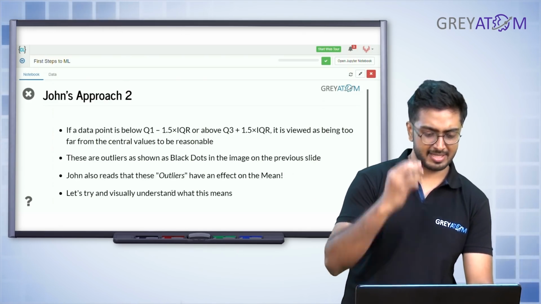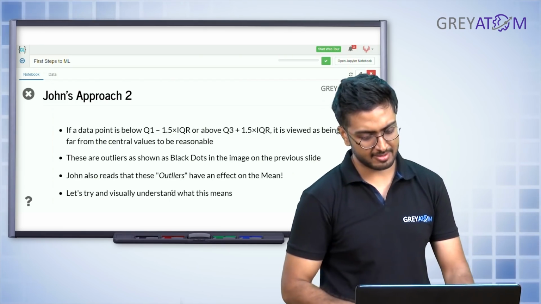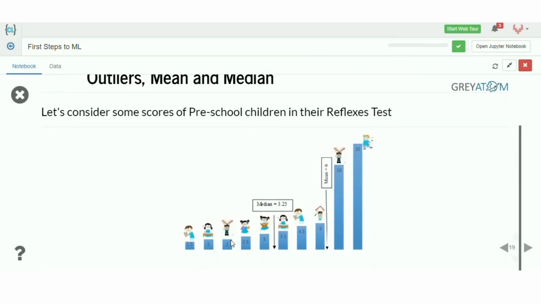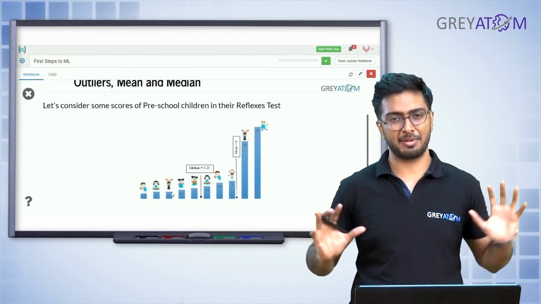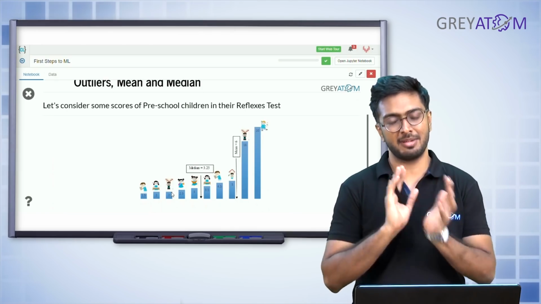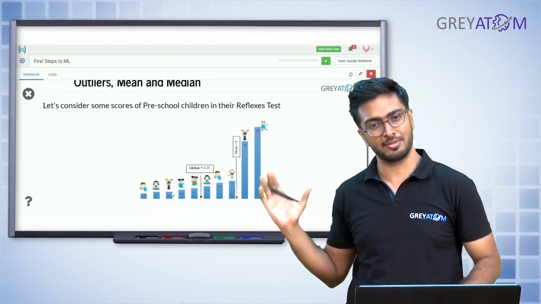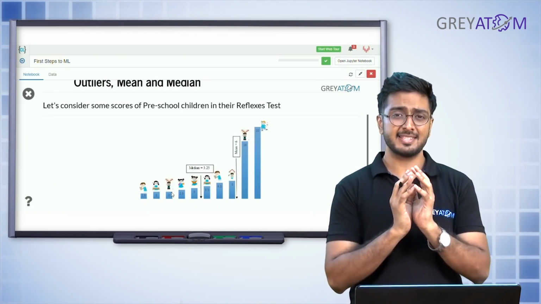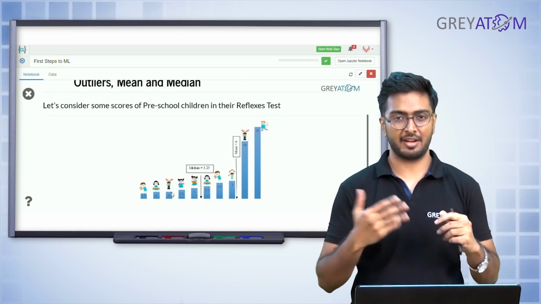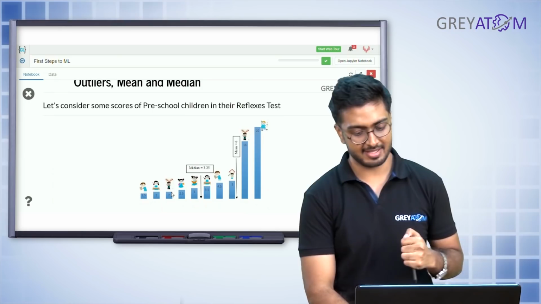So now John also reads that outliers have an effect on the mean. So now let's visually understand what is the problem with having outliers. Outliers are basically these values which are extremely different from the rest of the values, right? That's the concept behind outliers. That's a broad definition, and how you quantify them may change. You can use IQR, you can use different metrics, but the idea is that they are basically widely different values, right? And how that affects the mean is something we can see here, right?